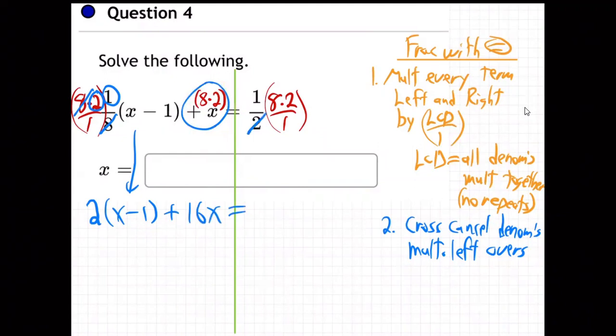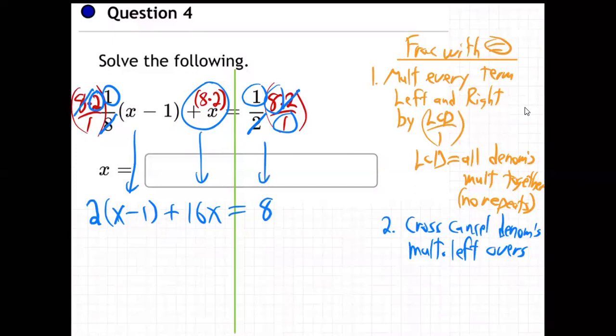Over here, cross cancel the denominator, multiply what's left over. 1 times 8 divided by 1. Well, that's just 8, because 1 times 8 is 8, and 8 divided by 1 is still just 8. Look at that, no more fractions. See how that gets rid of all the fractions?